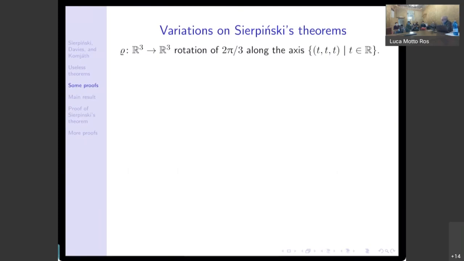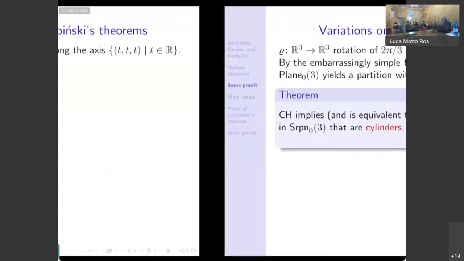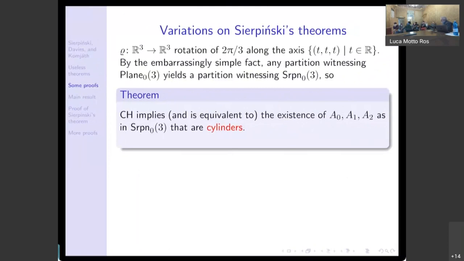So this is a little thing, and then I would like to talk about some challenging questions. A variation on Sierpiński's theorem. Let rho be the rotation of 2 pi over 3 along the axis. So the theorem that you get for free, essentially: CH is in fact equivalent to the existence of a Sierpiński decomposition where the pieces are cylinders along a certain direction. So there is a single nonzero vector, actually it can be the vector (1,1,1), so that these sets are cylinders.